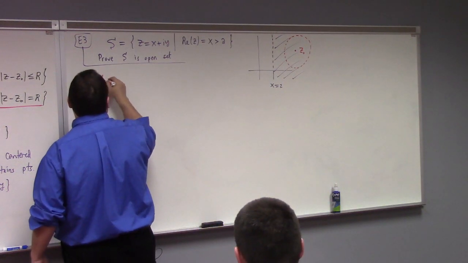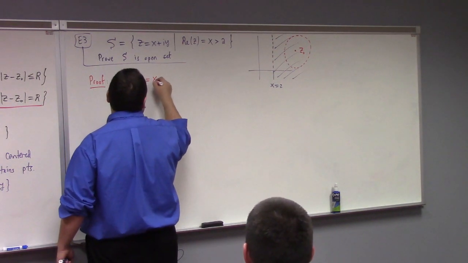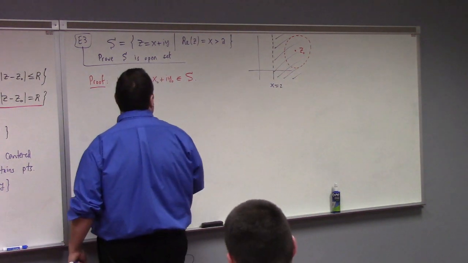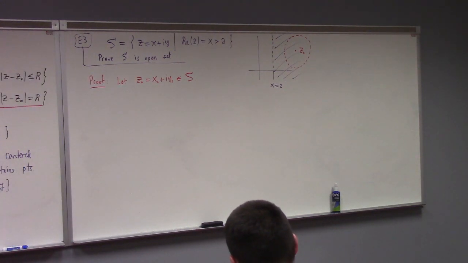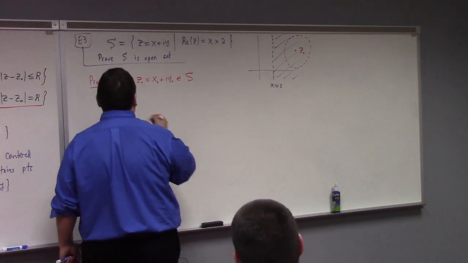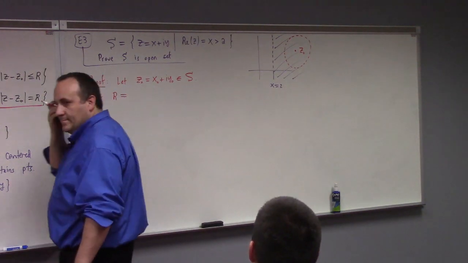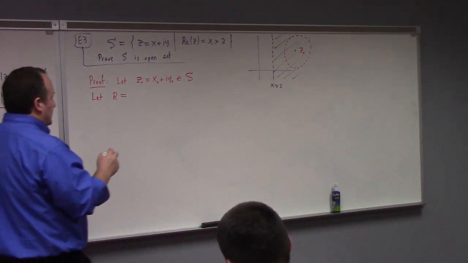Now that we have the picture, we have some idea, let's just try it out. So let z naught equal x naught plus iy naught be an element of S. What do I need to do? I need to find an open disk centered around that point that's inside the set. So you guys tell me what I should pick for my radius. What's the greediest thing you could pick? 2 minus x naught.